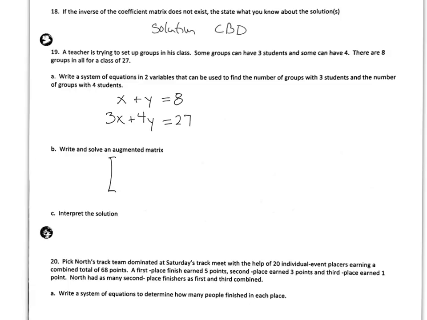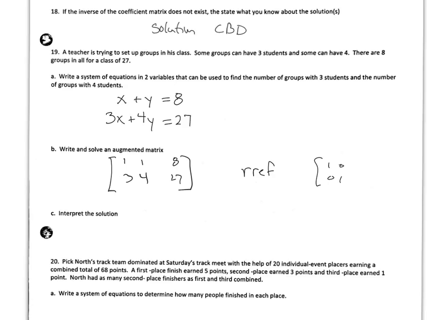Write and solve the augmented matrix. So we have the augmented matrix is 1, 1, 8, and 3, 4, 27. Put the dotted line there or not, that's up to you. Put this in the calculator, RREF, your augmented matrix, and get the answer. Do not write down your answer. The answer does look like this, though.